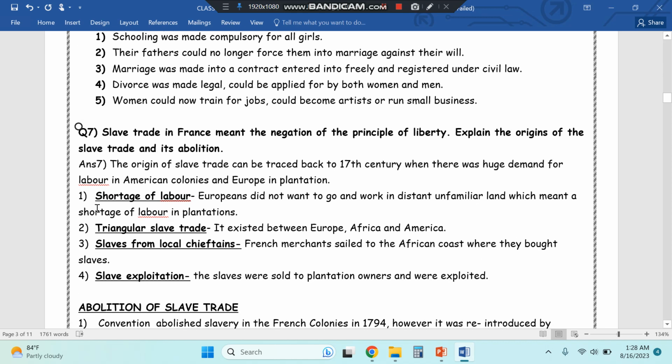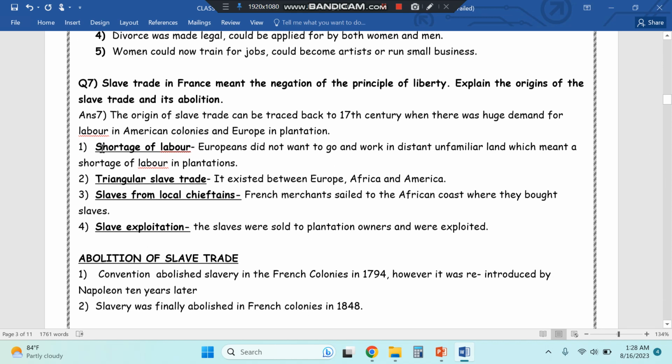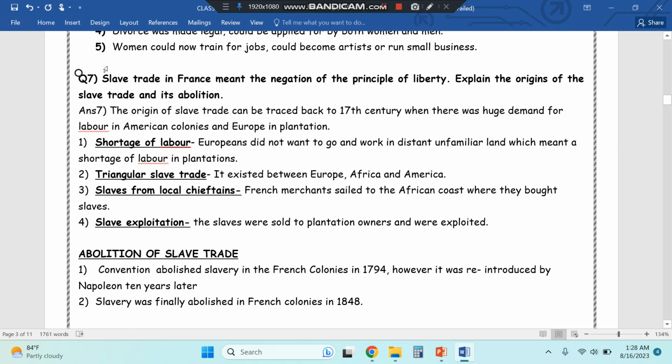Then this is a less important question. I've not seen it much. Slave trade in France meant the negation of principle of liberty. Explain the origins of slave trade and its abolition. So usually I do not see questions on slave trade, but it is a very big topic in the book, so it is better to go through it.